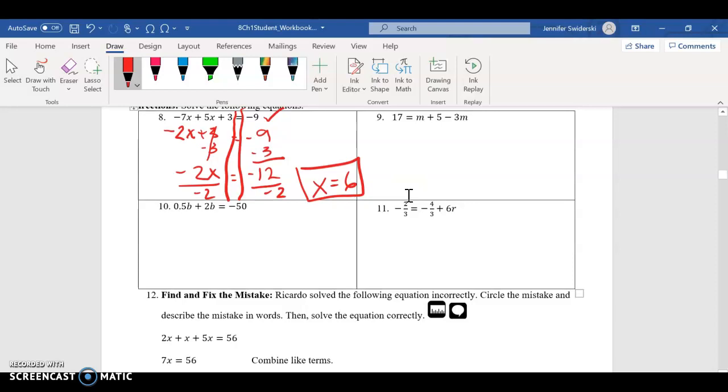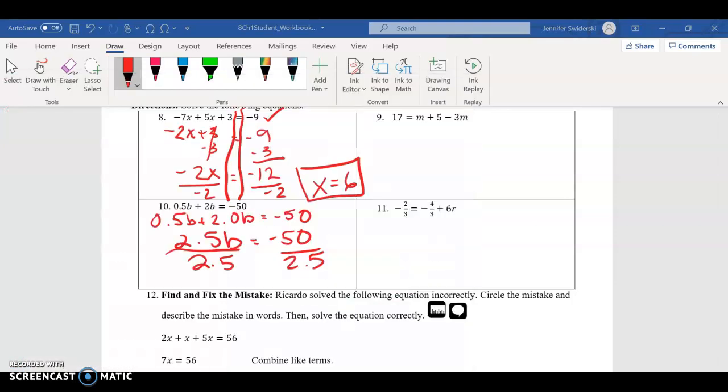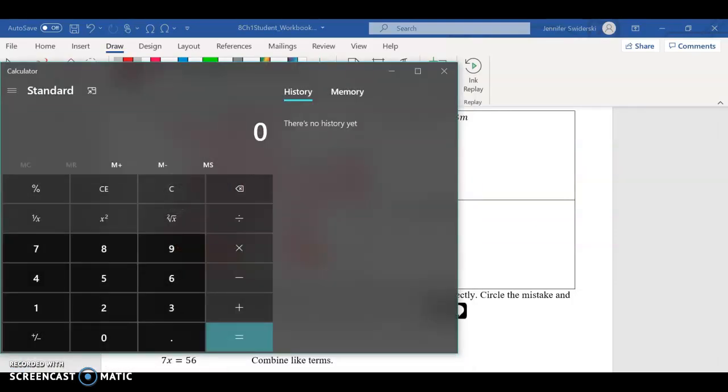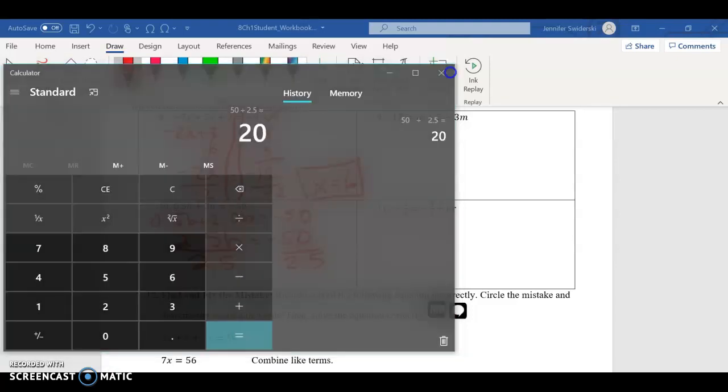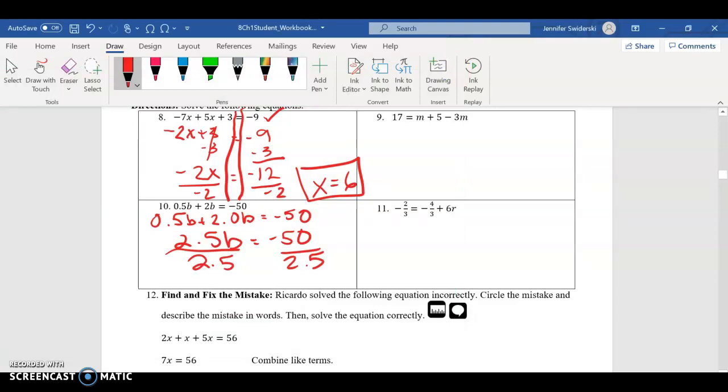10's a little different, decimals. All right, I'm going to rewrite this. I get 0.5b plus, instead of 2b, I'm just going to write 2.0b just because of place values with those decimals. When I combine those, you're going to get 2.5b, or 2 and 5/10 b, equals negative 50. I'm going to divide both sides by 2.5. When you type that in the calculator, we get negative 50 divided by 2.5, 20. So it's going to be negative 20 because a negative divided by a positive is a negative. So b equals negative 20.